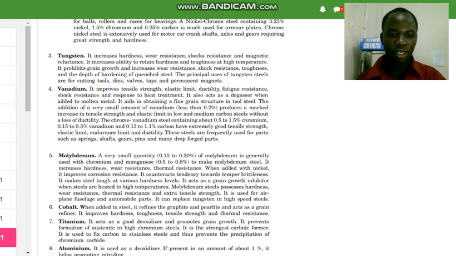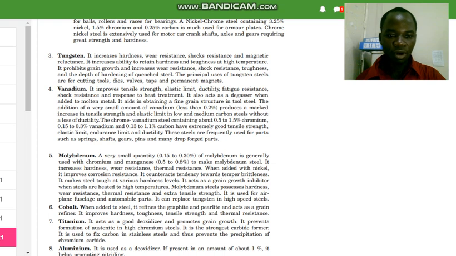Another material is vanadium. Vanadium improves tensile strength, elastic limit, ductility, and fatigue resistance. Also, it improves shock resistance and response to heat treatment. It also acts as a degasser when added to molten metal. It aids in obtaining a fine-grained structure in tool steel.